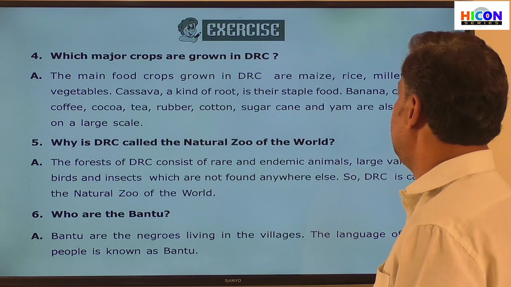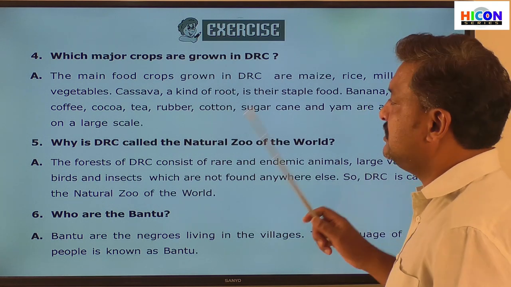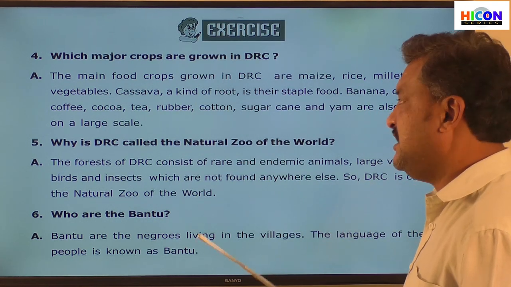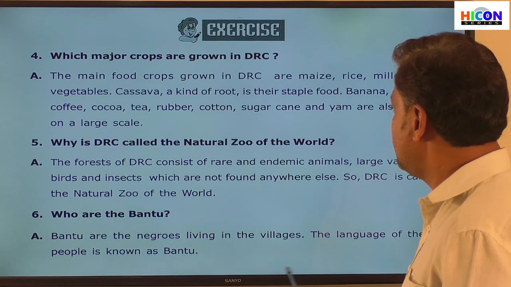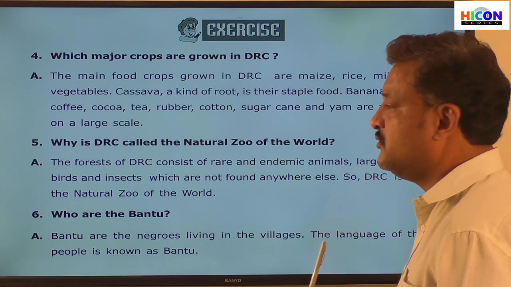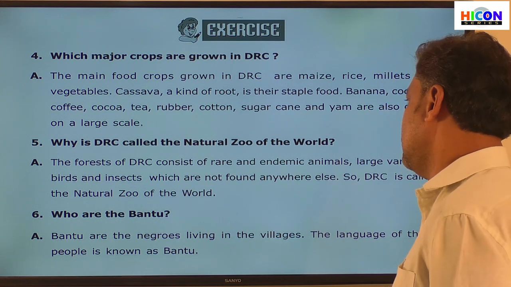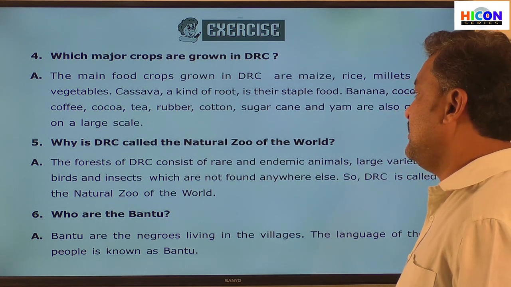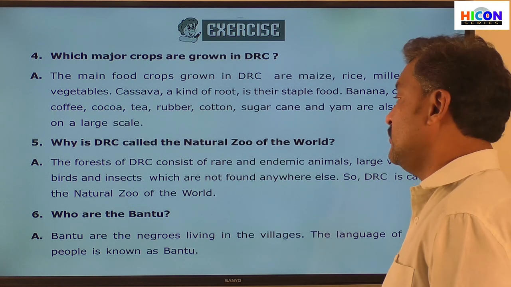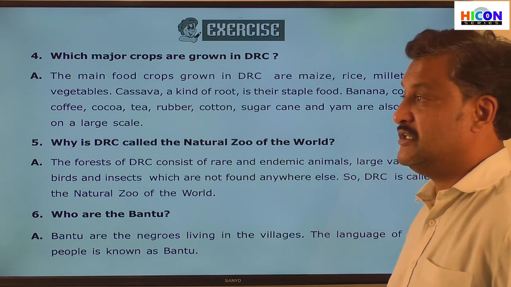So, what are the kinds of fruits that they grow? Banana, coconut, coffee, cocoa, tea, rubber, cotton, sugarcane, and yam. It's not just fruits, all kinds of crops are also grown on a large scale. Why is DRC called the natural zoo of the world? So that is another point.